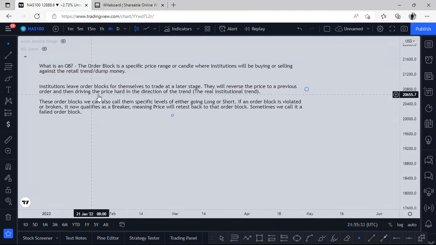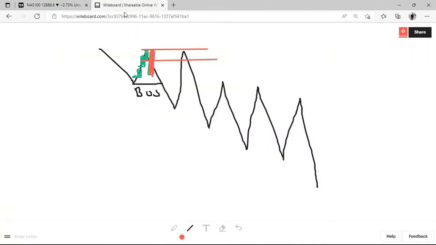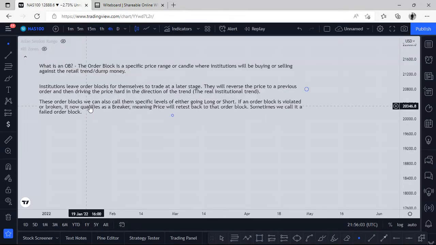So institutional traders leave an order block for themselves to trade at a later stage. They will reverse the price to a previous order, then drive the price hard in the direction of the trend. That's the real institutional trend that was in the market. So they will come back and reverse and take their previous orders. That means driving price high into the real directional trend of where the market was going. So these orders can also be called specific levels of either going short or long.